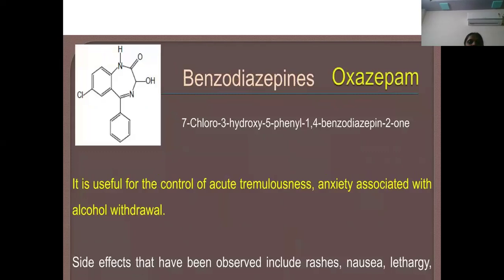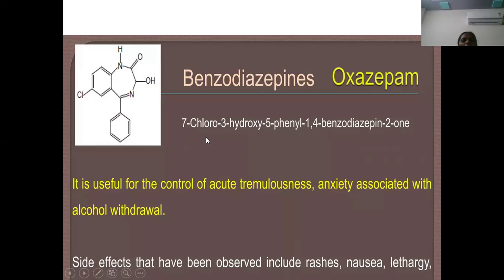Next, coming to the next one, oxazepam. In oxazepam, benzodiazepine is the basic nucleus. At first position, hydrogen is present. At second position, a C double bond group is present. At third position, a hydroxy group is present. In between fourth and fifth position, an unsaturated bond is present. At fifth position, a phenyl ring is present. At seventh position, Cl is present. So this is the structure of oxazepam.